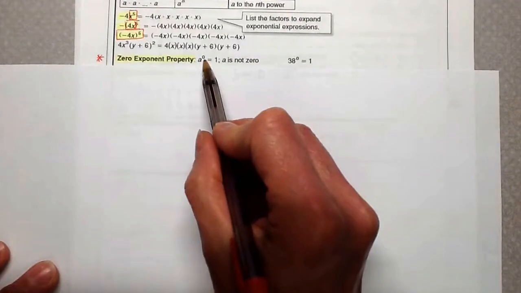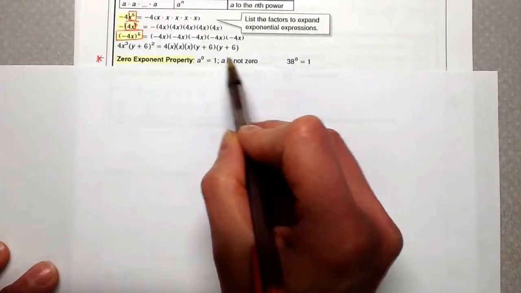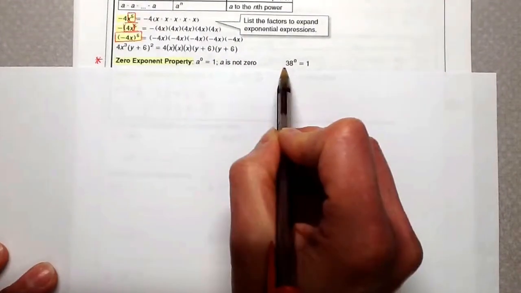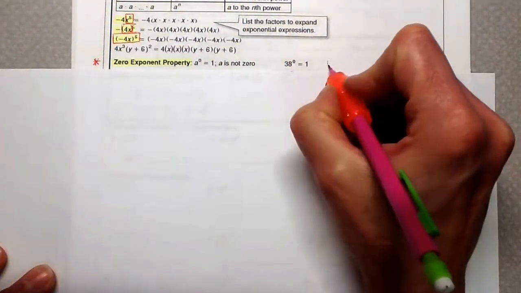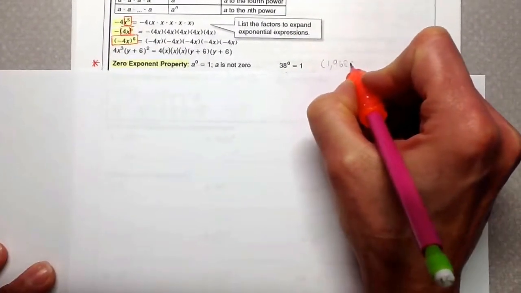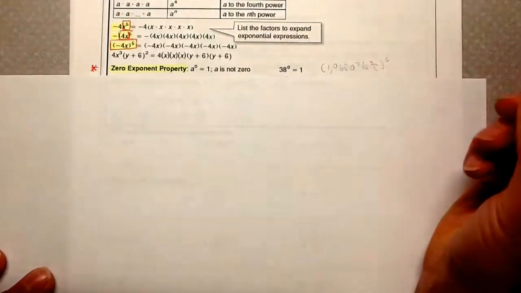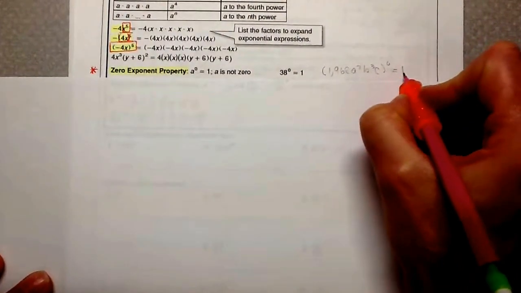Now, this is a very important property. It's called the zero exponent property. Anything to the 0 power is always 1, as long as A is not 0. So 38 to the 0 power is 1. I could make a whole long expression. I could do 1,968 a squared b cubed c, raise that to the 0 power, and it would equal 1.